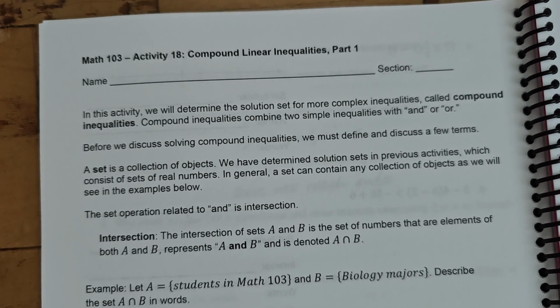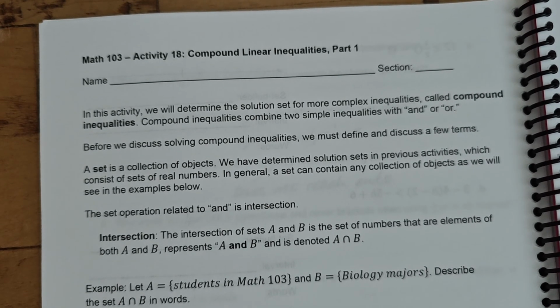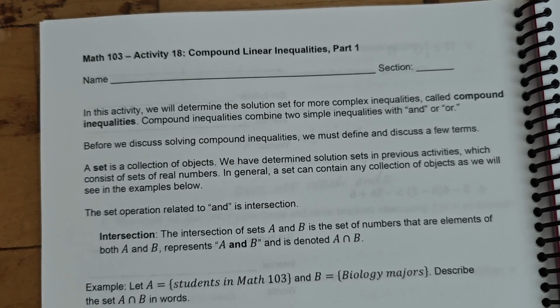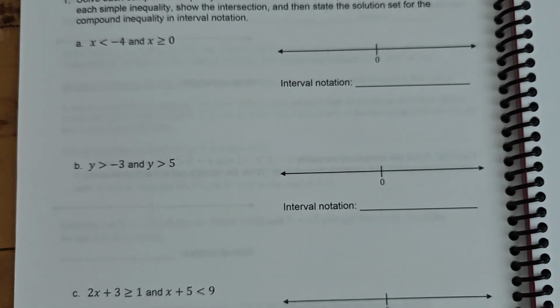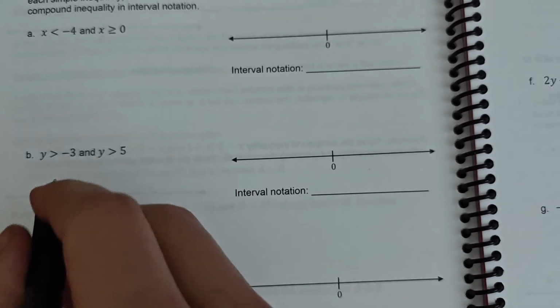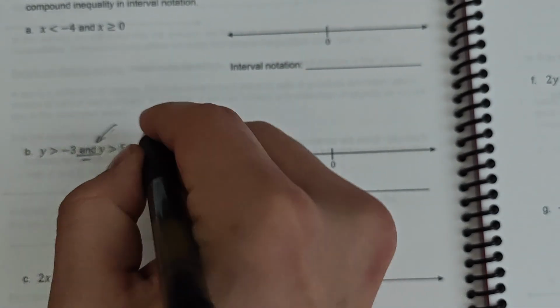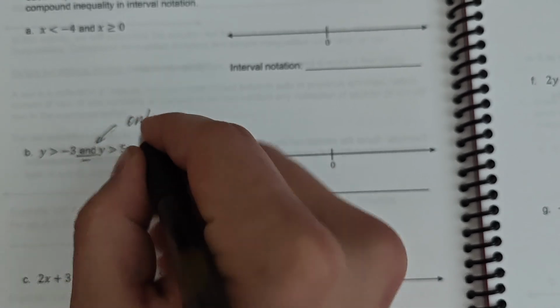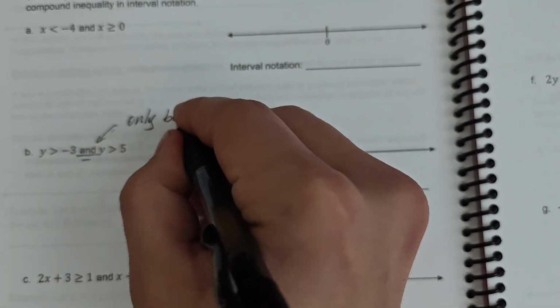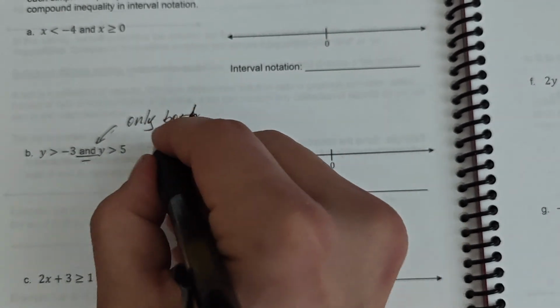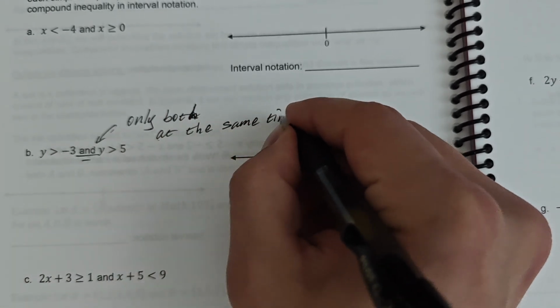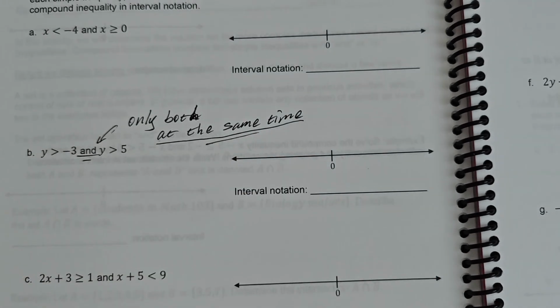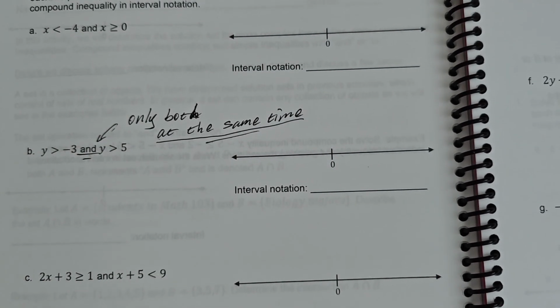Moving on from there to activity 18, we have compound linear inequalities. So when you have multiple inequalities at the same time. Here are a few examples. For this one, we are working with and. And means only both at the same time. Has to be in both intervals at the same time.